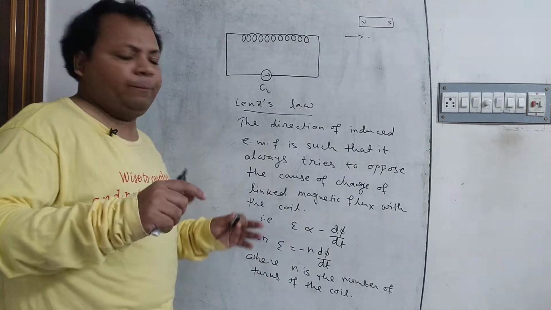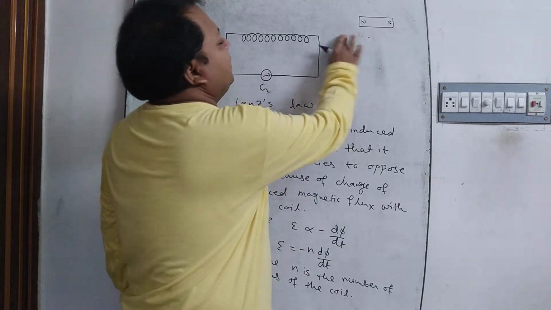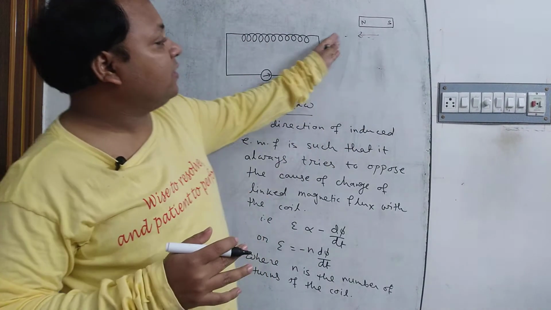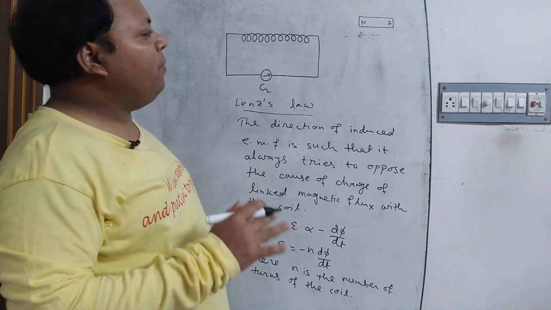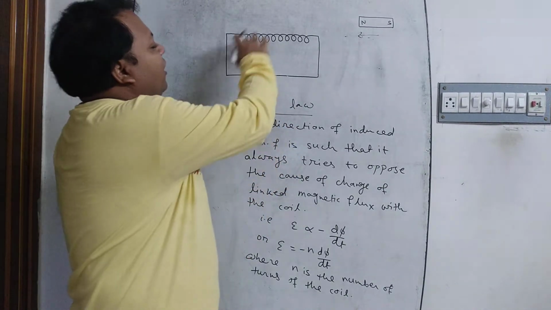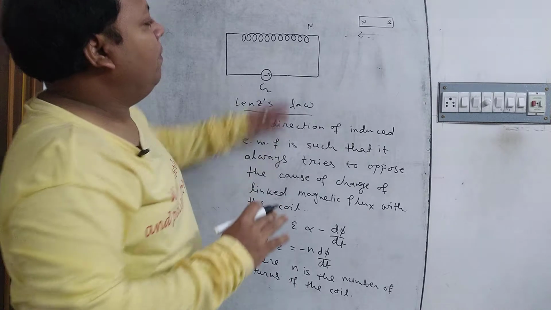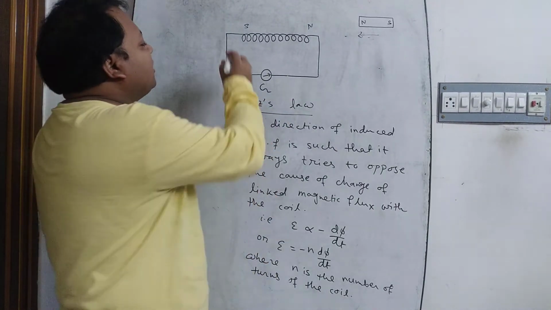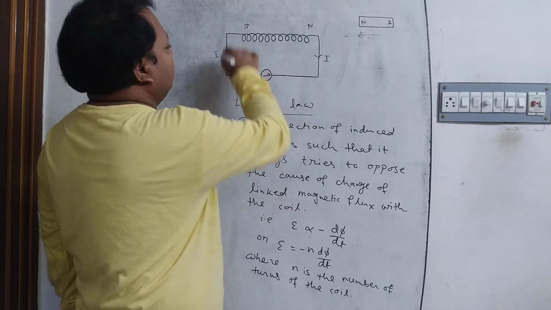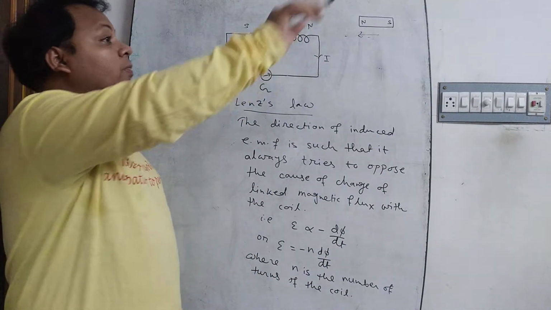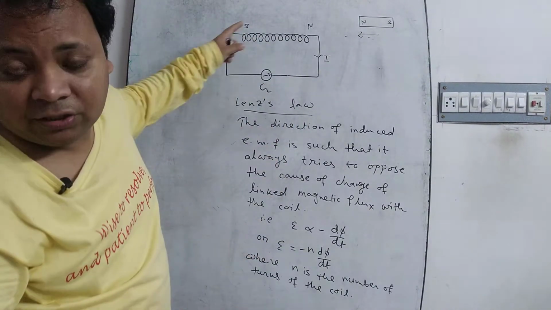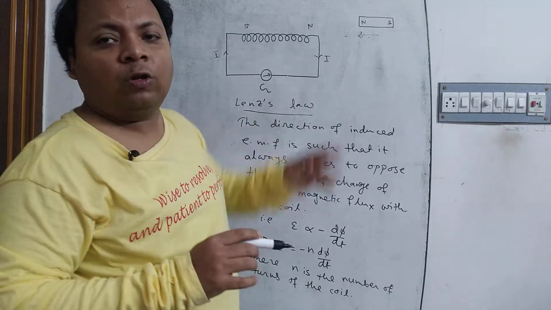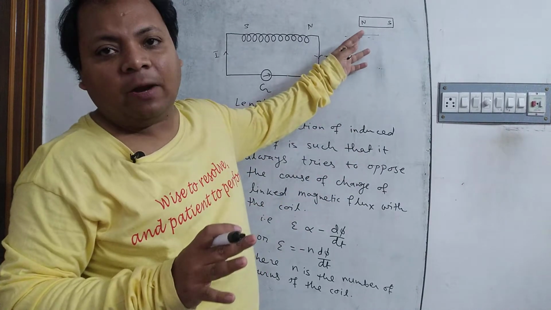Let us explain Lenz's law. If we consider the bar magnet is moved towards the coil, then the EMF is produced such that the near point of the coil is induced as a north pole and the away point is induced as a south pole. That's why current moves in this direction, that is, in the clockwise direction. That's why this north pole repels the north pole. Therefore, this north pole opposes the movement of the bar magnet.